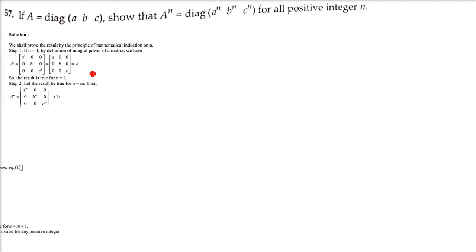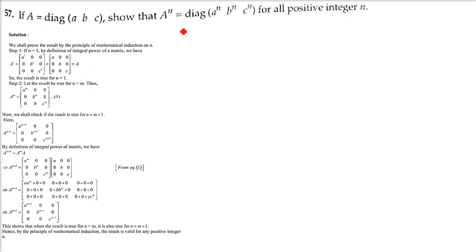If A equals diag(a, b, c), that is the diagonal matrix of a, b, c, show that A raised n equals diag(a raised n, b raised n, c raised n) for all positive integers n. Whenever we encounter this kind of question, we have to do it using the principle of mathematical induction. So how do we do this? We'll apply the method which we have already seen in previous questions.